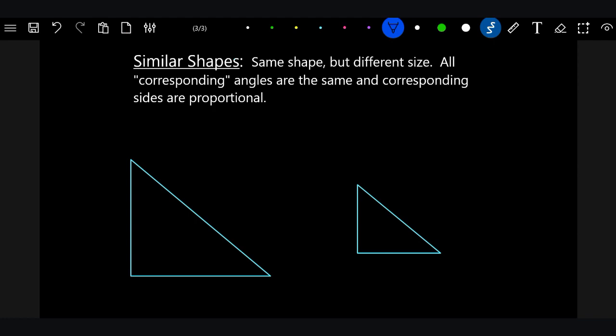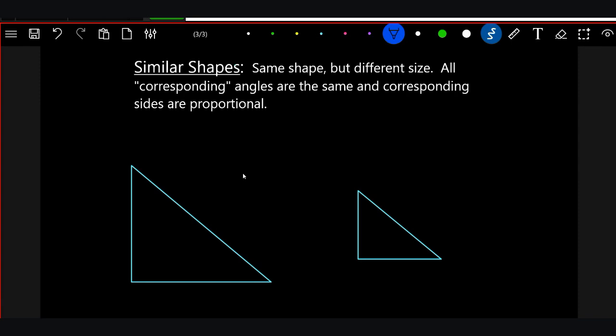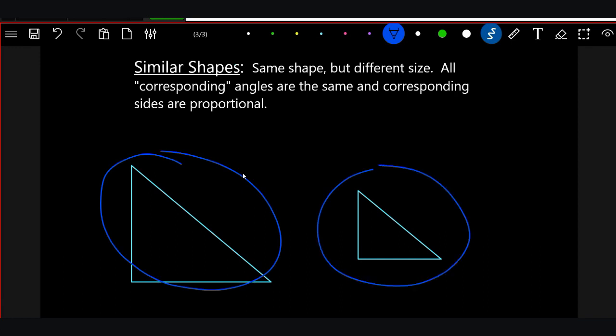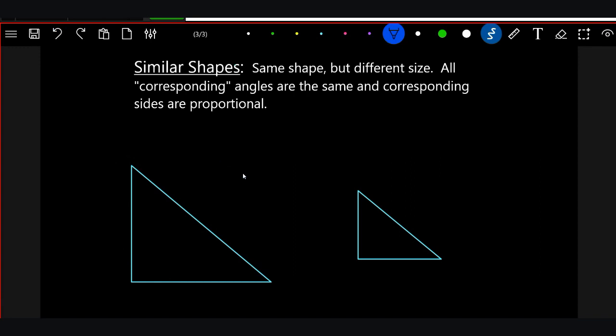Okay, so look at that as we're going through this. Same shape, but different size. So if you look at these two triangles that I have, they are the same shape. In other words, they're both right triangles. Everything about them is the same, except for one thing.